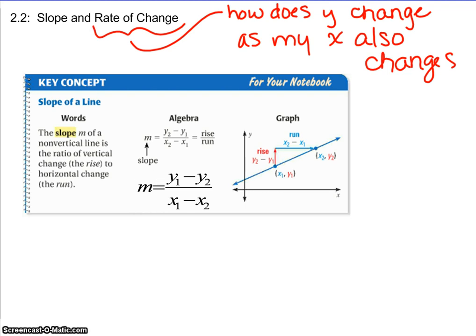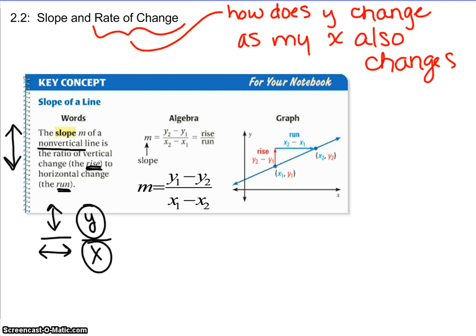Now, we can only do it if that line is not vertical. Vertical means, again, up and down. And we'll see in a little bit why that is. So we talk about it as a ratio. Ratio is a fraction of my vertical change, how I'm going to move up and down, which a long time ago you were told was called your rise, over your horizontal change, left and right, which is our run. Now, we have to get better with understanding that up and down is my y change, left and right is my x change.